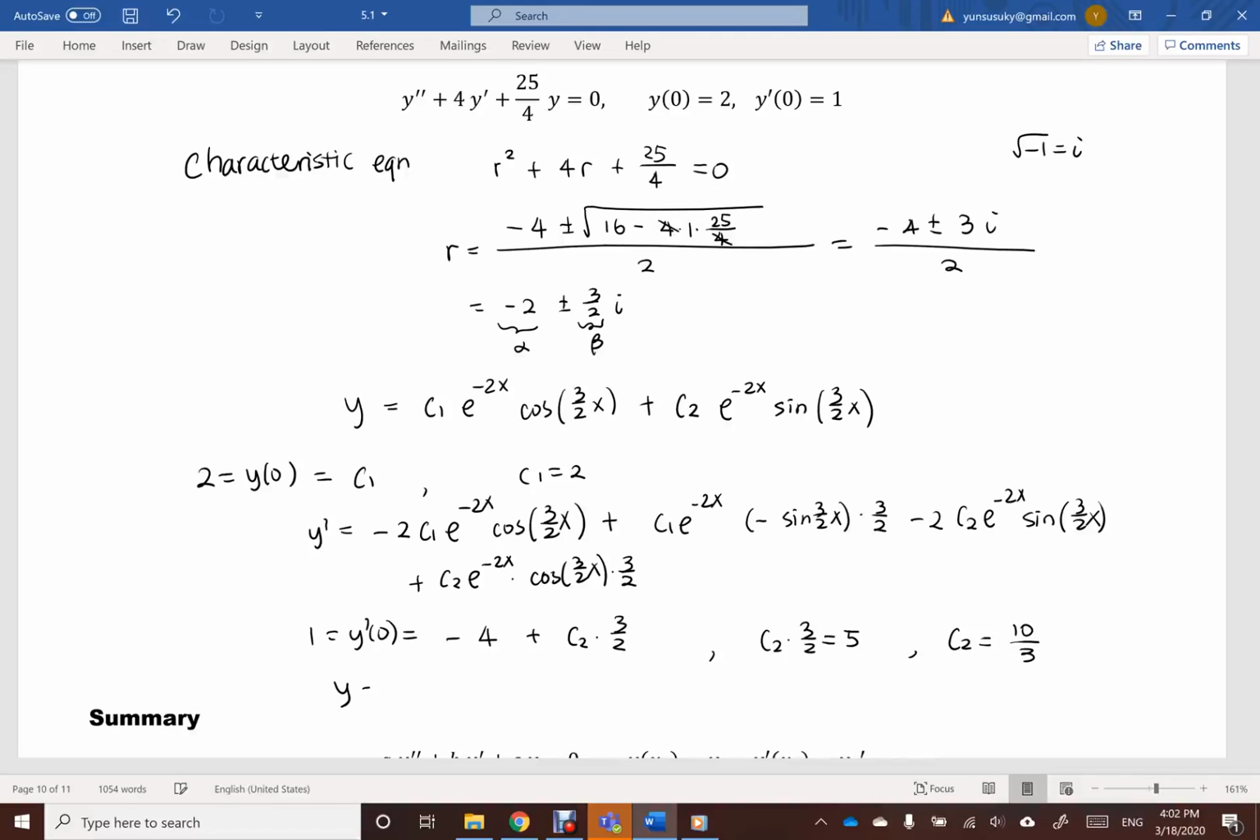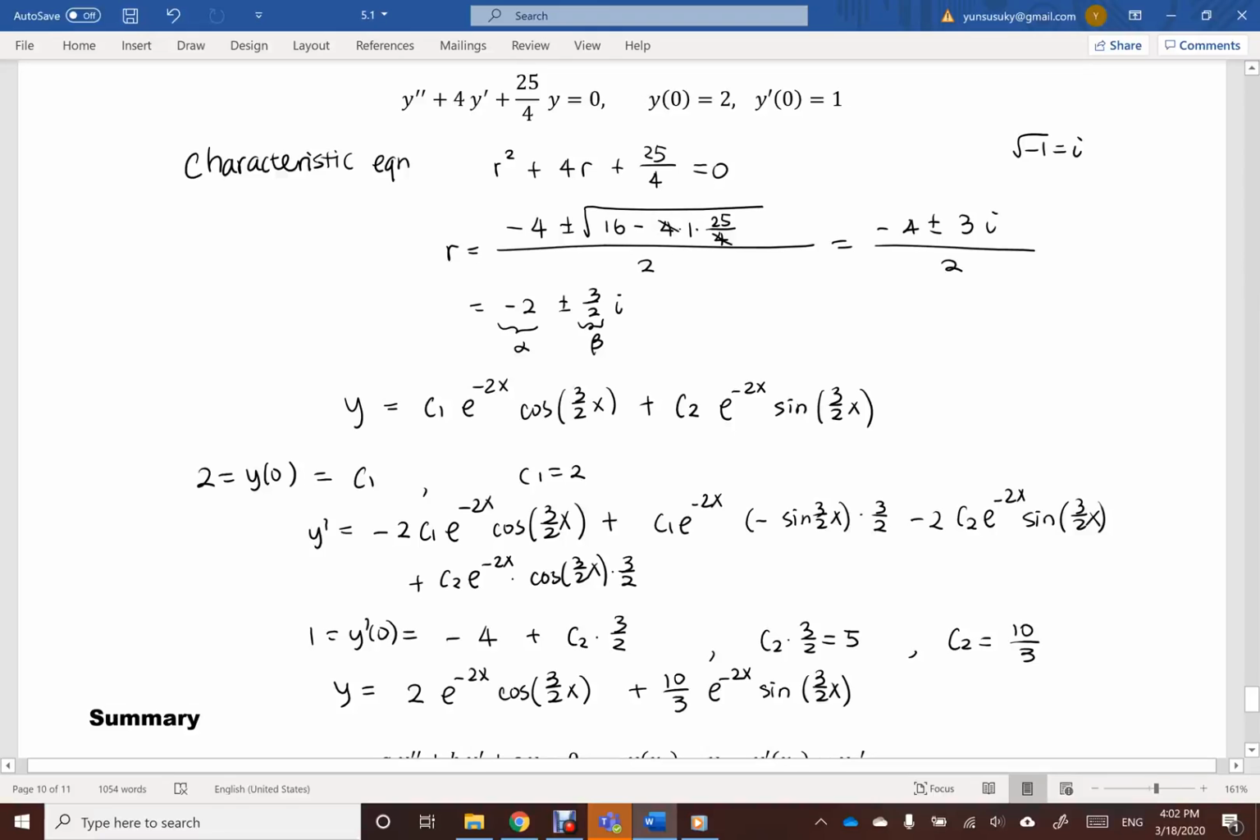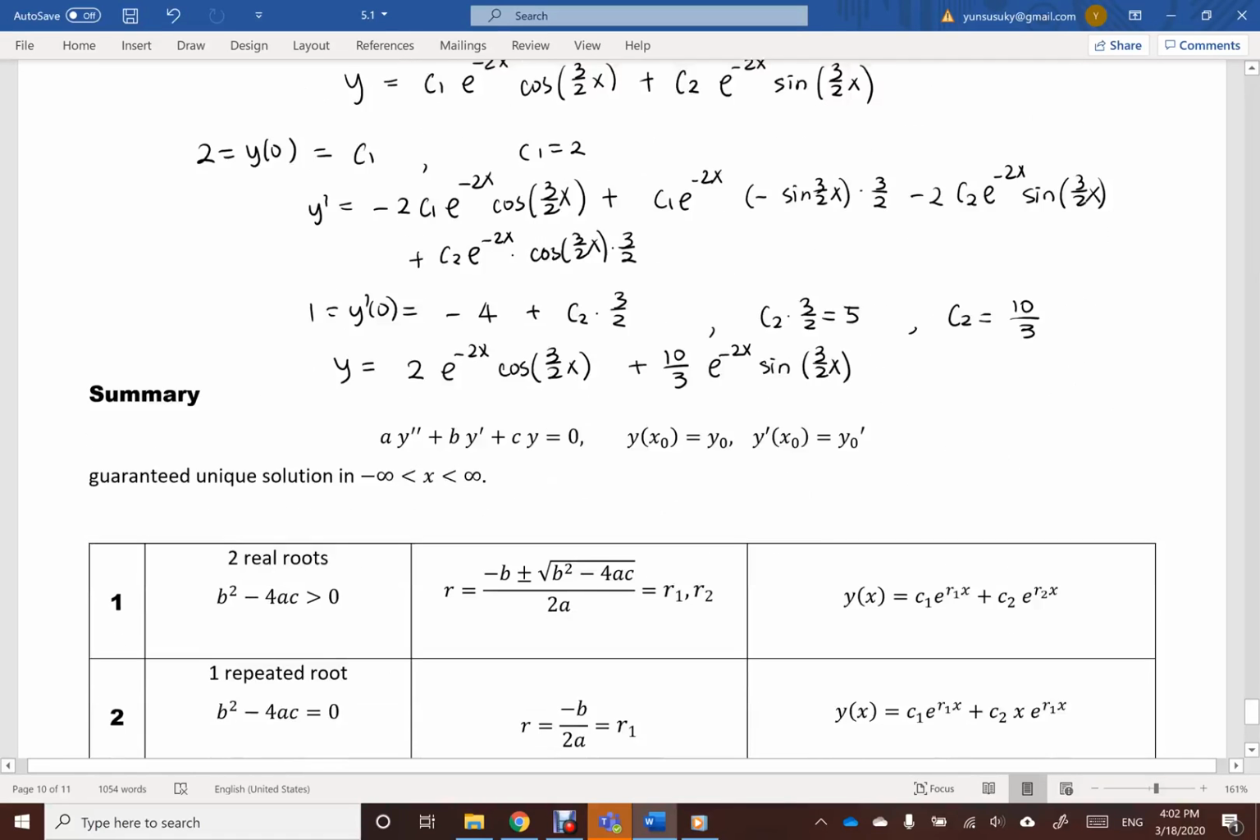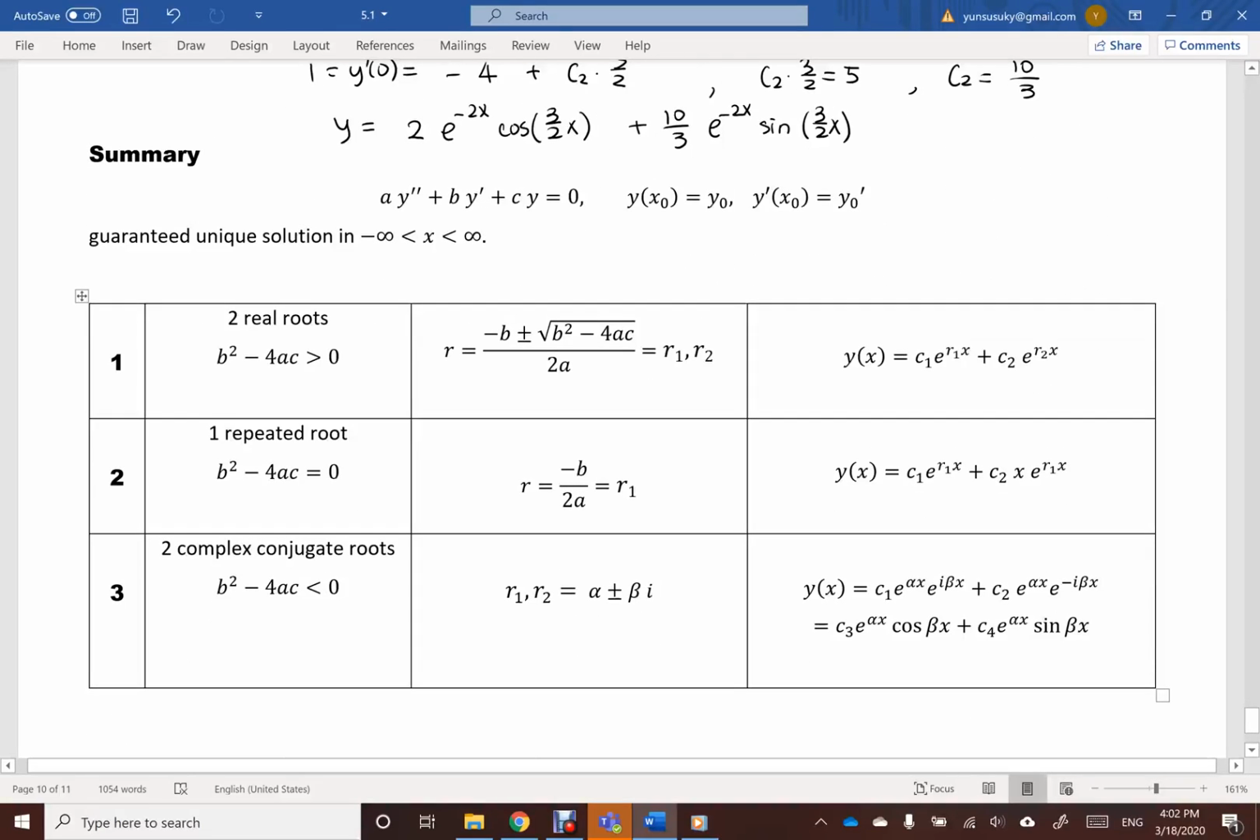So don't forget the last steps. c1 is 2, e to the minus 2x cosine 3 over 2 x, and then plus c2, 10 over 3, e to the minus 2x sine 3 over 2 x. Okay. Alright. So that finished the problem.